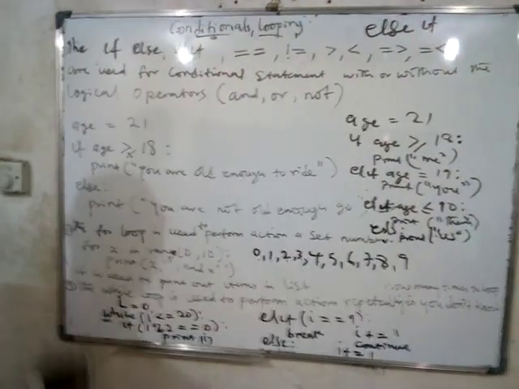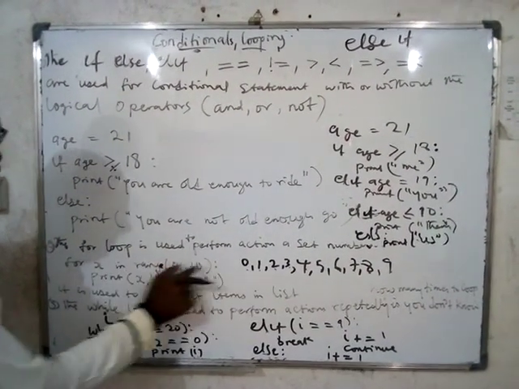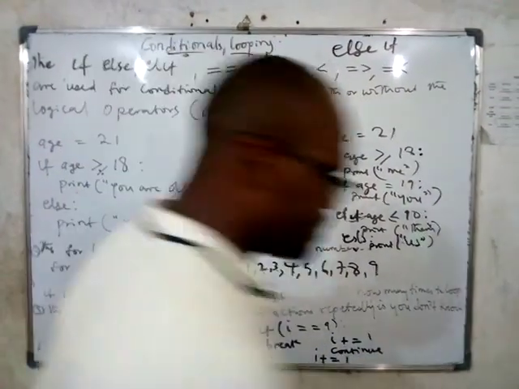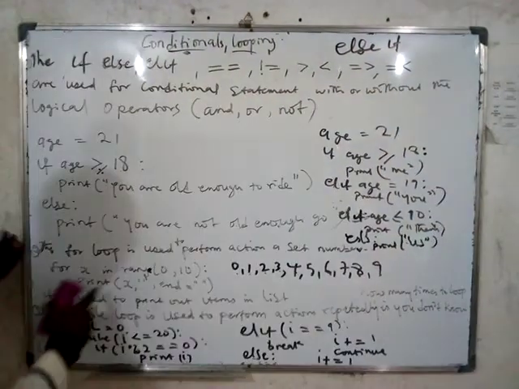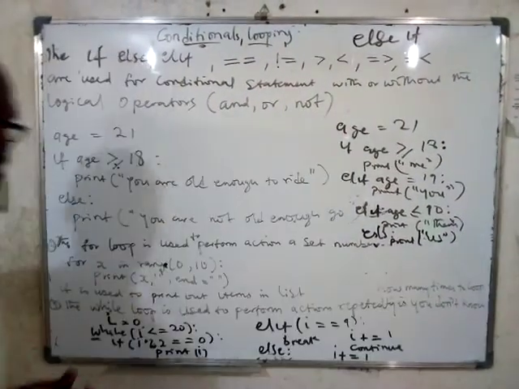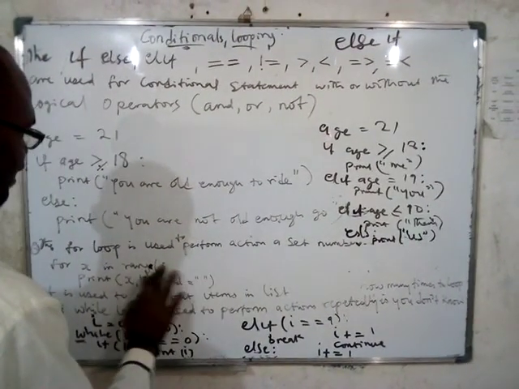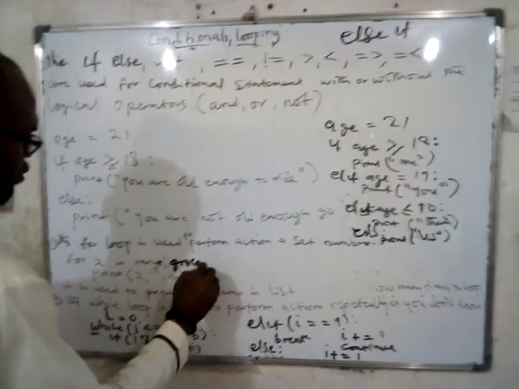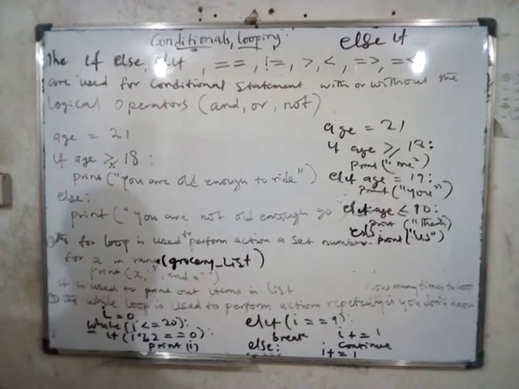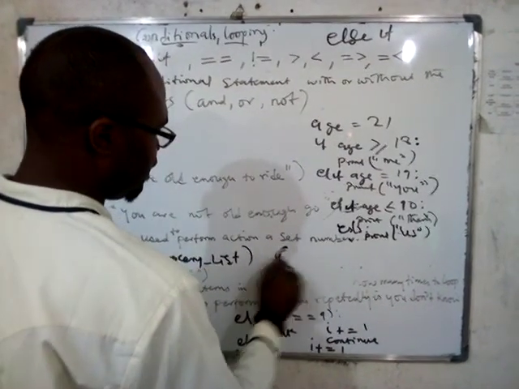So that is it. The range, if you want to use for, when you say for, the variable you're considering, in range, you put the range that you want to work on. If you want to use it for a list, you can say for X in grocery list. That grocery list that I gave you before, you already know what the grocery list is. Print X. This is going to print out all the elements of your grocery list.